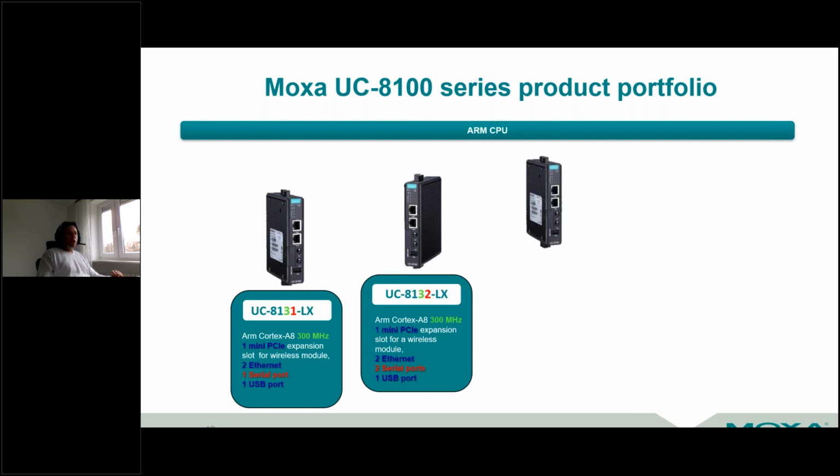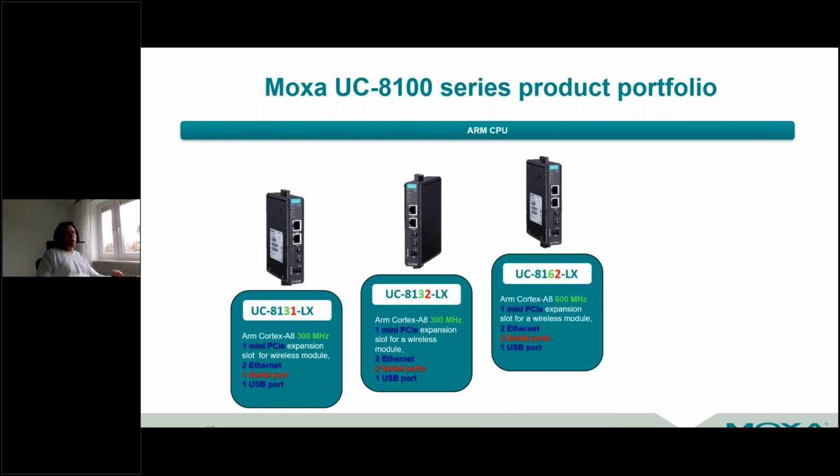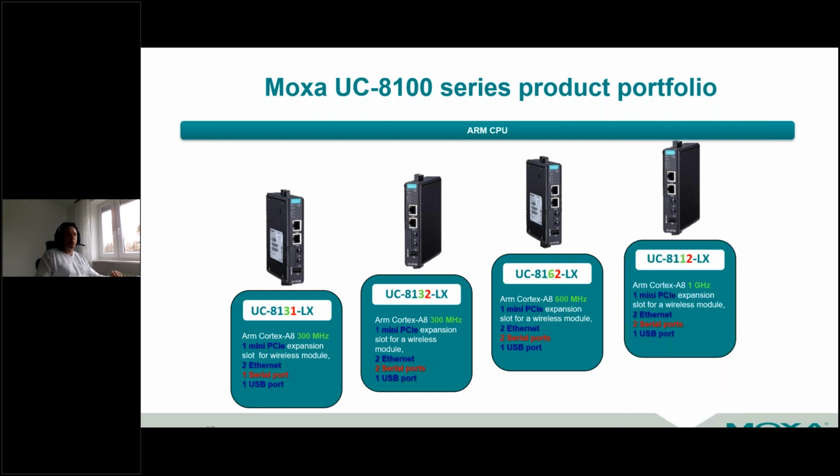The next one is UC-8162LX, which is running on a 600 MHz processor and has 2 serial ports, 1 USB and 2 Ethernet ports. And the most powerful from this ARM UC tri-level embedded computers is UC-8112LX, which is running on 1 GHz and has 2 serial ports, 2 Ethernet and USB ports. No matter which of these computers, the hardware is almost the same.